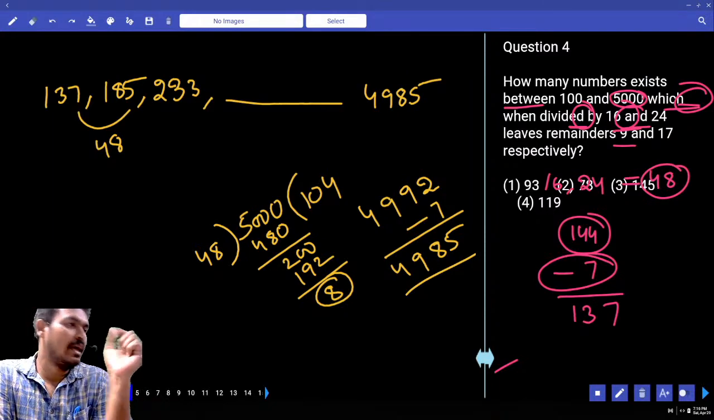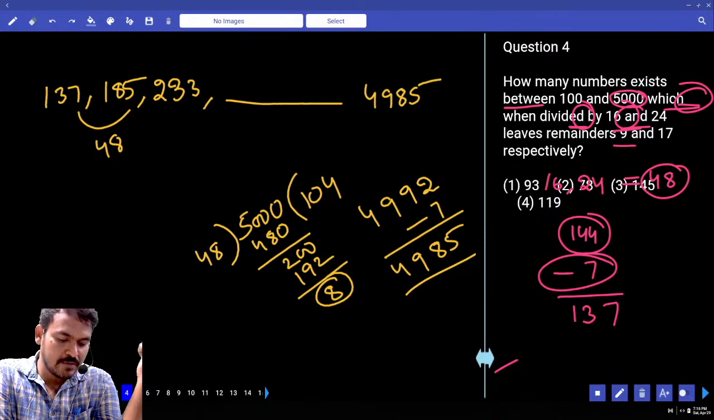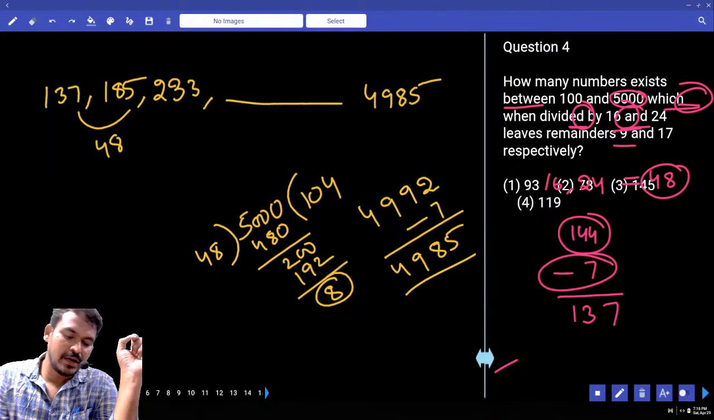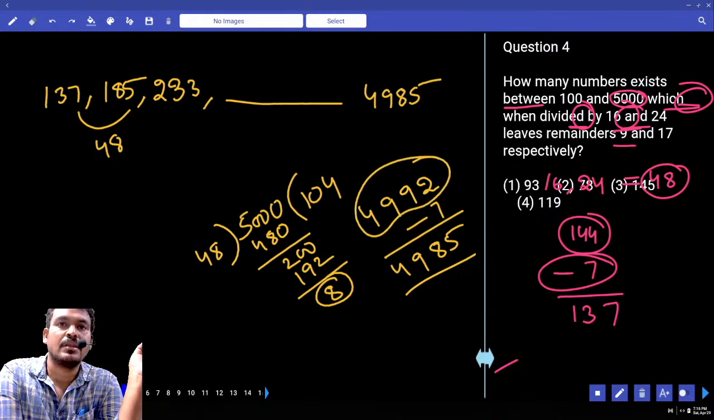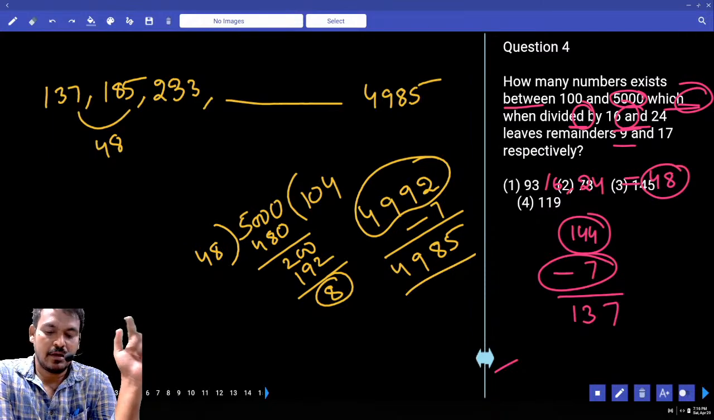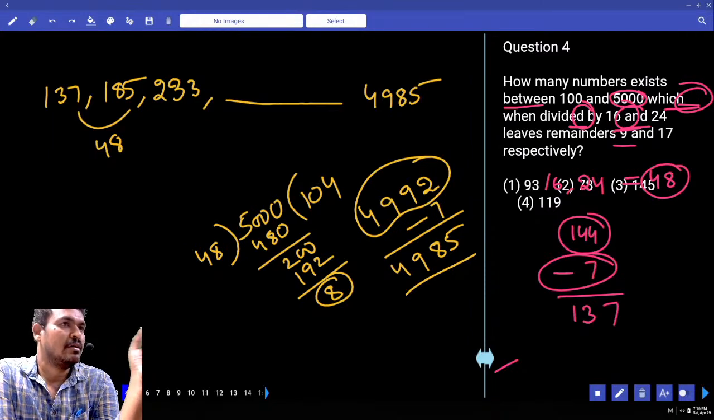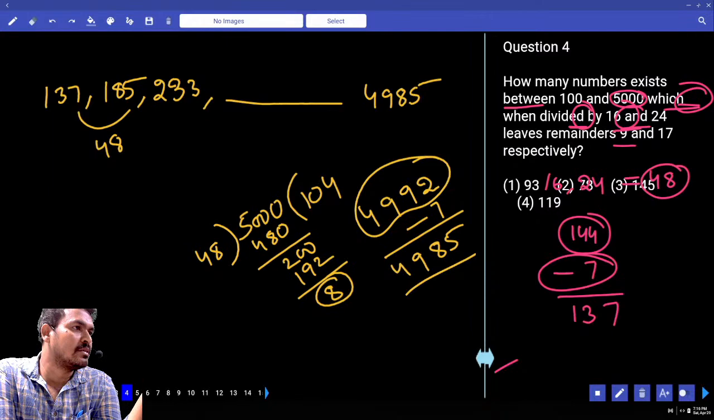What is the last number actually? 5000 is divided by 48. What is the remainder? We are getting 8. If we get the remainder, it means 4992 is exactly divisible by which one? 8. If it is exactly divisible by 8, there is no remainder. But here, in the first case, the remainder is how much? 9. Second case, remainder 17.